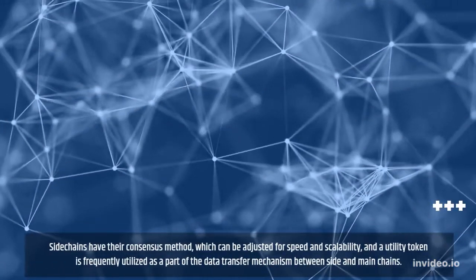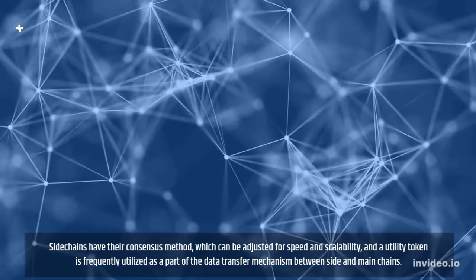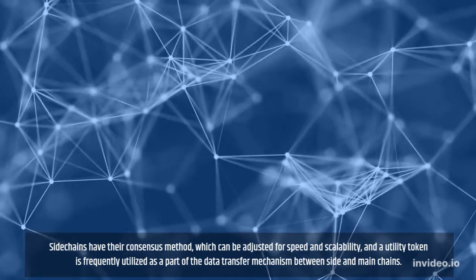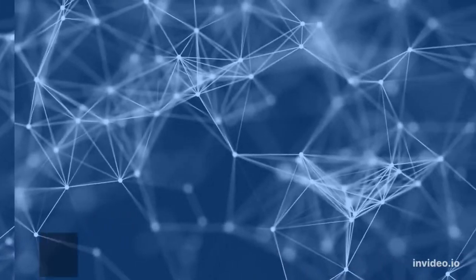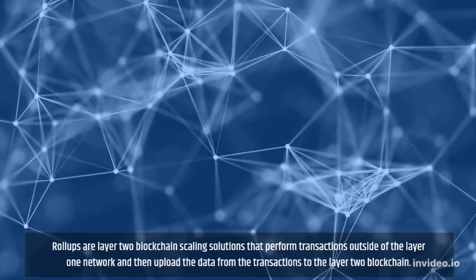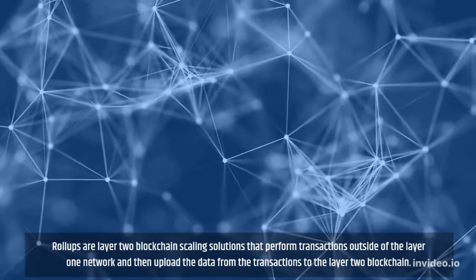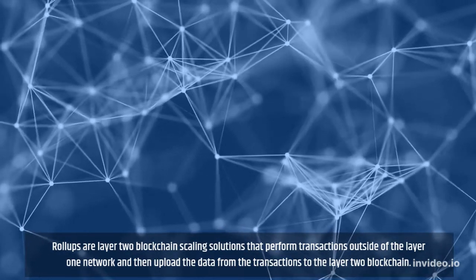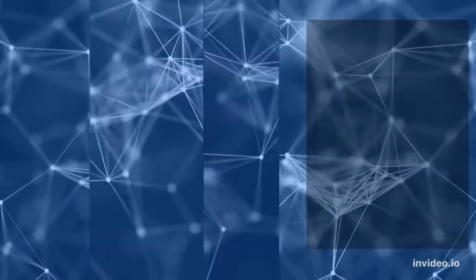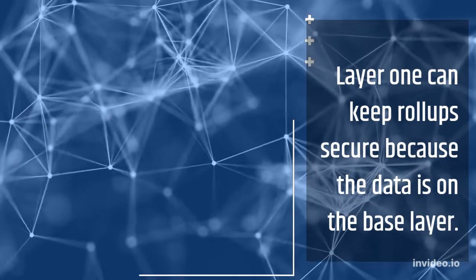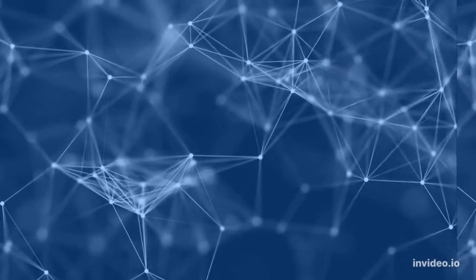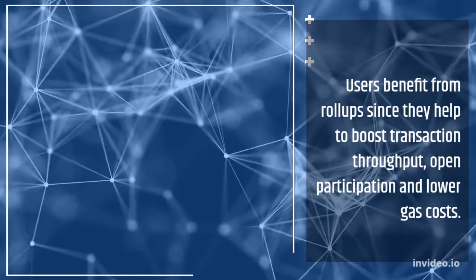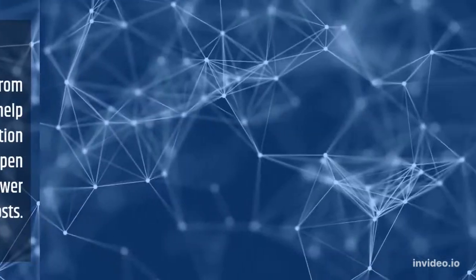Sidechains have their own consensus method, which can be adjusted for speed and scalability, and a utility token is frequently utilized as a part of the data transfer mechanism between side and main chains. Rollups are Layer 2 blockchain scaling solutions that perform transactions outside of the Layer 1 network and then upload the data from the transactions to the Layer 2 blockchain. Layer 1 can keep rollups secure because the data is on the base layer. Users benefit from rollups since they help to boost transaction throughput, open participation and lower gas costs.